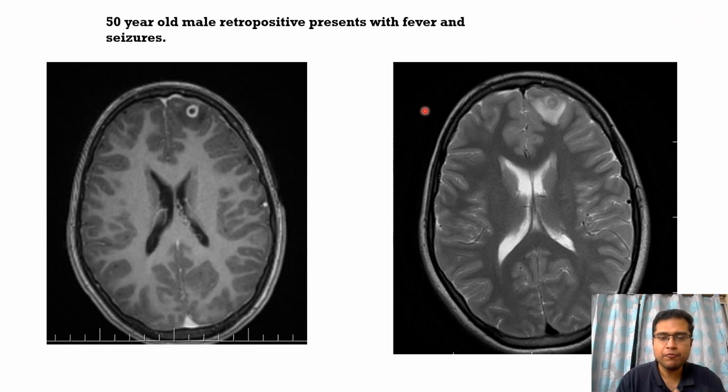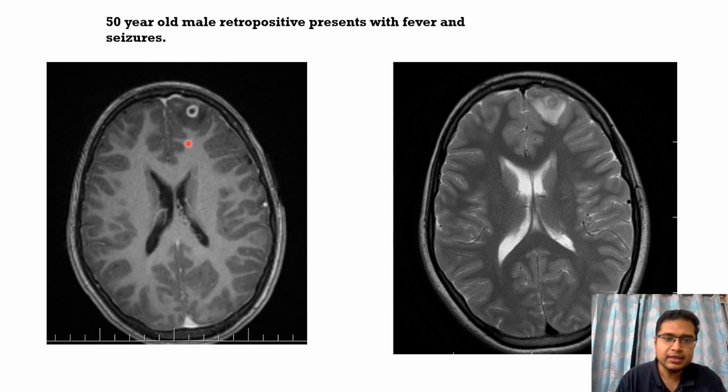I have a mixture of both long cases or OSCE cases as well as short cases or spotters. Starting with my first case, we have a 50-year-old male who is retro-positive and presents with a history of fever and seizures since the past 1 month. This is the MRI done for this patient. These are the T1 post-contrast axial section and these are the T2 weighted images axial section of the brain.